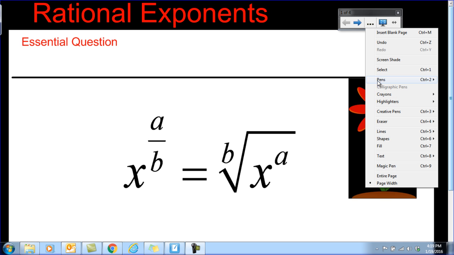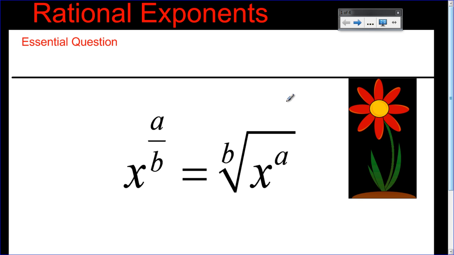Hey there kiddos, here's your video on rational exponents, which are going to be exponents that are written like a fraction, which do exist, and we're going to treat them in special ways. So we're going to talk about something called flower power first.